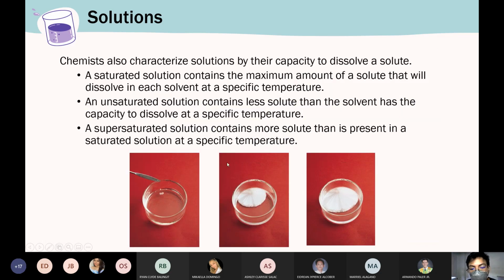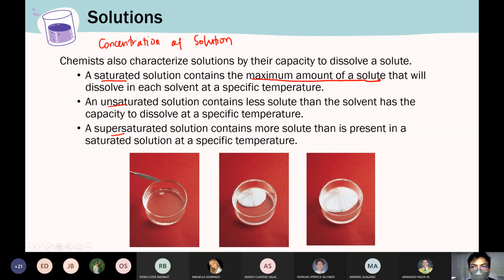Depending on the amount of your solute in your solvent, you can have a saturated, unsaturated, and supersaturated solution. Basically, this gives you an idea of the concentration of the solution. Saturated, unsaturated, supersaturated give you a hint on the concentration. When you say concentration, you're just pertaining to the amount of solute in the solution. So, let's talk about saturated solution. When we say saturated solution, your solvent contains the maximum amount of solute that it can dissolve.